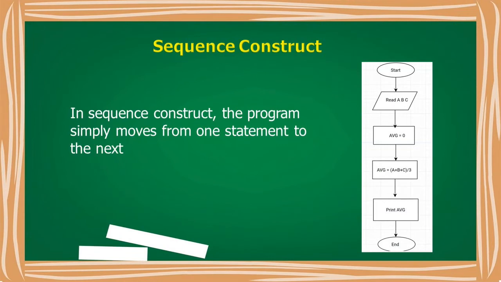So next we are having the various programming constructs. So we can have three types of programming constructs which we will be learning through flowcharts. So first one is the sequence construct. In sequence construct, the program simply moves from one statement to the next. That means from top to the bottom, statement by statement.